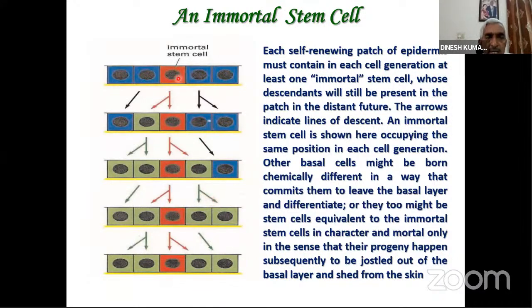Suppose this is a stem cell, the red cell. It divides into another cell, which is differentiated, and this stem cell is maintained. Again it divides into another cell, and again this stem cell is maintained. In this way continuous division goes on, and the cells differentiate into different forms in different organs according to their location. So it is called an immortal stem cell, dividing throughout life.